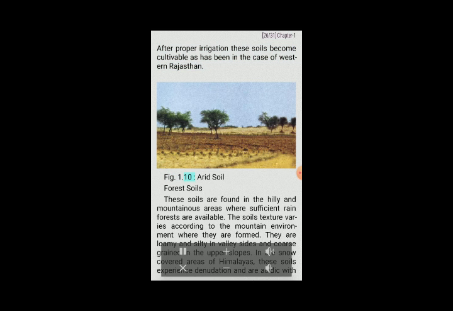Fig. 1.10. Arid soil. Forest soils. These soils are found in the hilly and mountainous areas where sufficient rain forests are available. The soil's texture varies according to the mountain environment where they are formed.